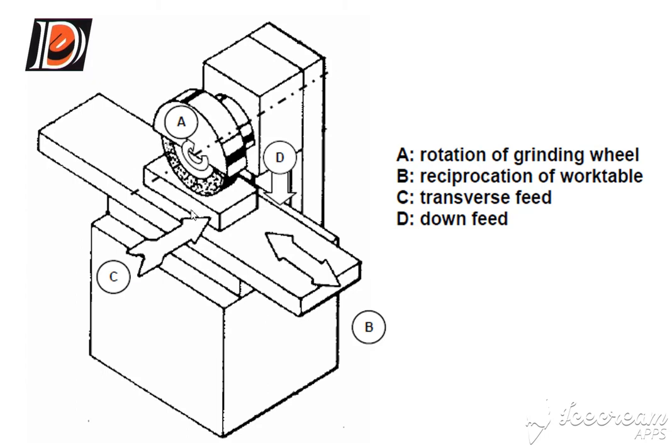Now depending upon in what direction, or on which size, which part of the material we are going to remove, we can give different feeds. If we are interested in removing the material in this width direction, we can give this transverse feed. In the same way, if we are interested in removing the excess material from this height of the specimen, we can give the feed in this down feed.